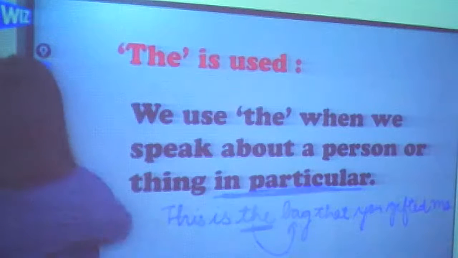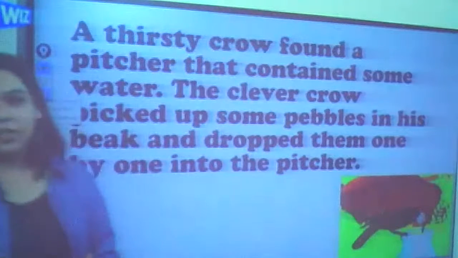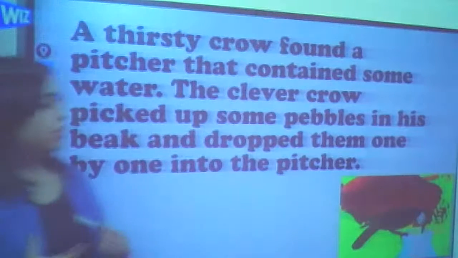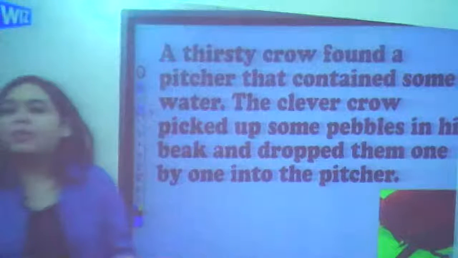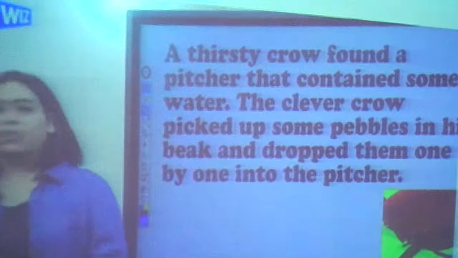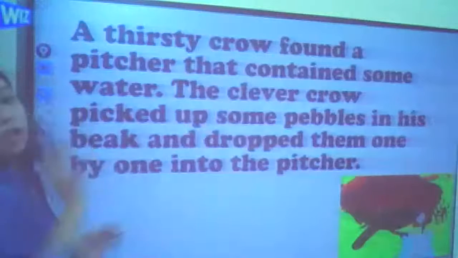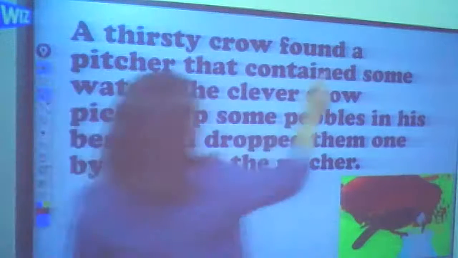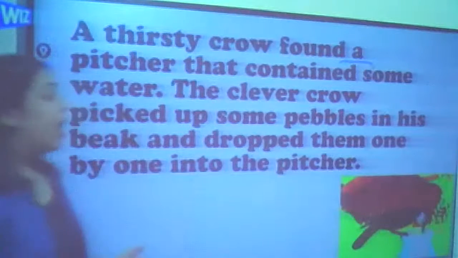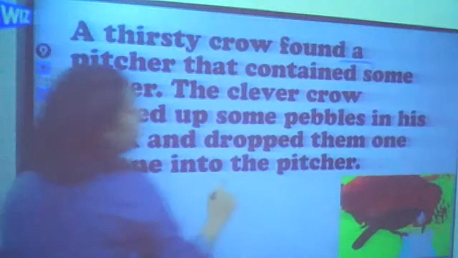Now let's move on. Let's talk about the story. Okay, you must know about this story, The Thirsty Crow. We've read it when we were in our childhood also. We've heard about the story of the thirsty crow. Let's read it first. Then I will try to explain what I'm trying to say. Okay, a thirsty crow found a picture. Just lay stress on the articles wherever the articles are. Found a picture that contained some water. The thirsty crow picked up several pebbles in his beak and dropped them one by one into the picture.